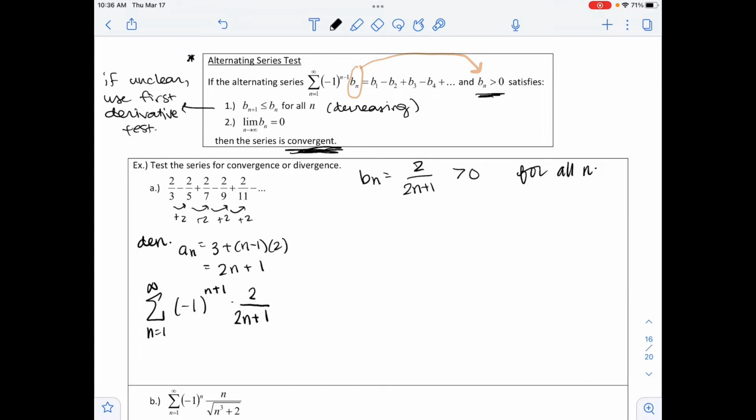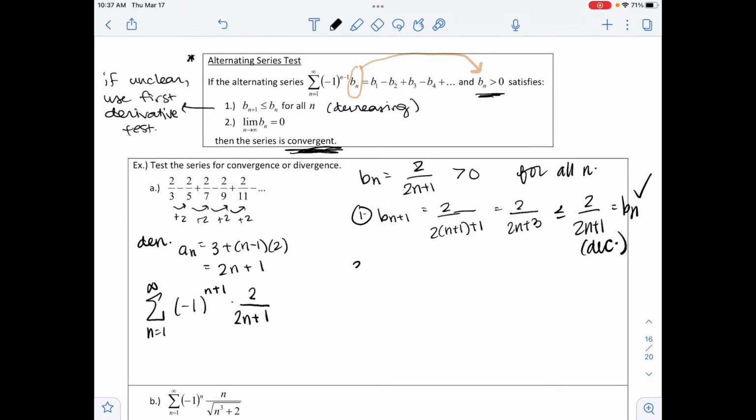And then we have to check that the following conditions are satisfied. The first one is that it's decreasing. And so you can think about this and show this and say b sub n plus 1, which would be equal to 2 over 2 times n plus 1, which is equal to 2 over 2n plus 3. And this is less than or equal to 2 over 2n plus 1, which was equal to our b sub n. So check, this is decreasing.